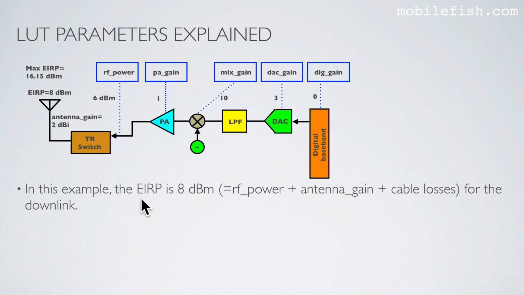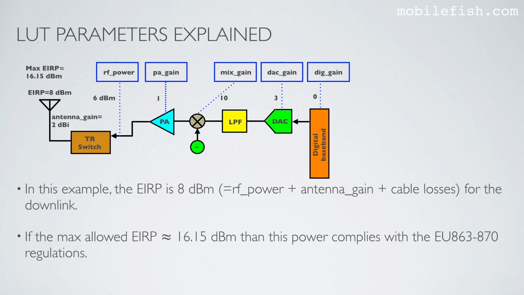In this example, the AERP is 8 dBm, that is the RF power plus the antenna gain plus the cable losses for the downlink. If the maximum allowed AERP is approximately 16.15 dBm, then this power complies with the AU 863 to 870 regulations.